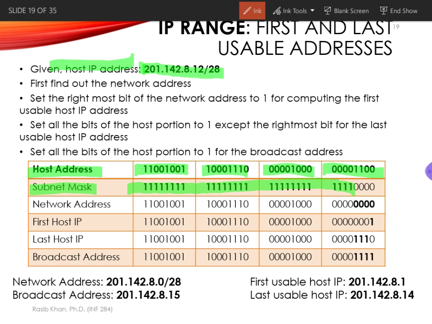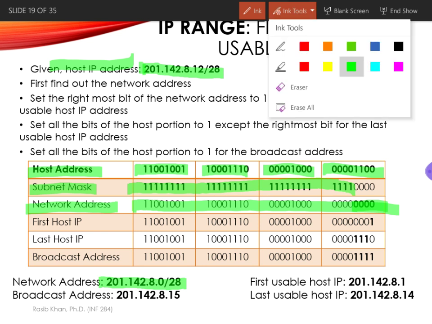And we have already seen a way that we can calculate the network address by performing a bitwise AND operation of the host address and the subnet mask, or in another way by setting zeros to the host ID part and leaving all the rest intact. So this would mean that if we convert the equivalent decimal for all of these bits together, the network address comes to be 201.142.8.0.